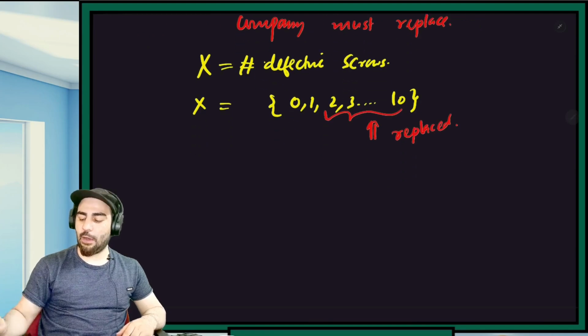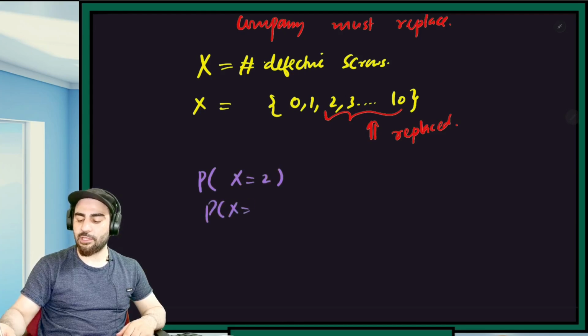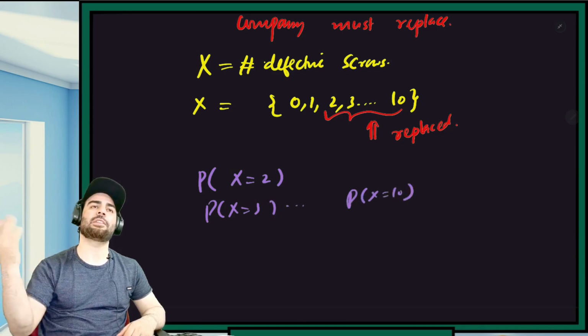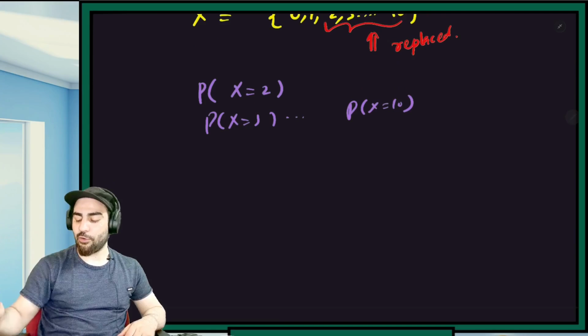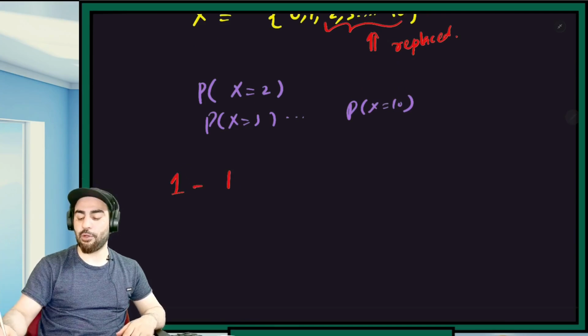Okay. Now the possibility is I'll have to compute probability X is equal to 2, probability of X is equal to 3, till probability of X is equal to 10. I'll have to compute all of these. This is one way, but I know that what I can do is compute the complement: probability of 1 minus probability of X is equal to 0 minus probability of X is equal to 1. So this will be easy to compute.